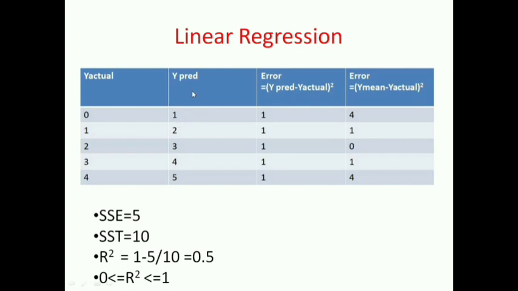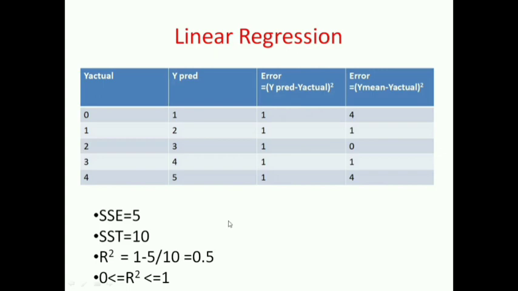Sorry. That is 1 minus 0, that is 1, and take a square, that is 1. 2 minus 1, 1, square of it 1. 3 minus 2, 1, square of it 1. 4 minus 3, 1, square of it 1. And similarly, 5 minus 4, 1, and square of it is 1. So this is y predicted minus y actual. Okay. And now for calculating the SSE, you need to sum all the values, and that comes equal to 5.